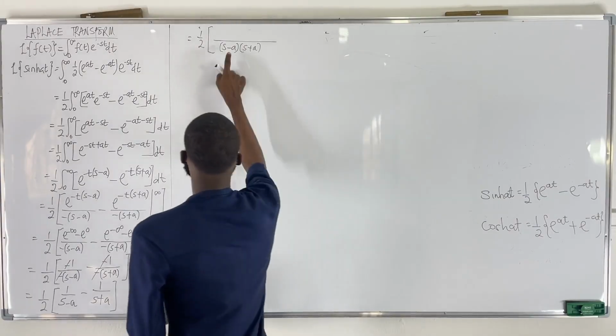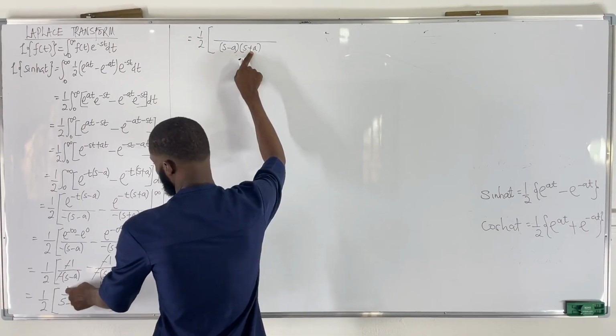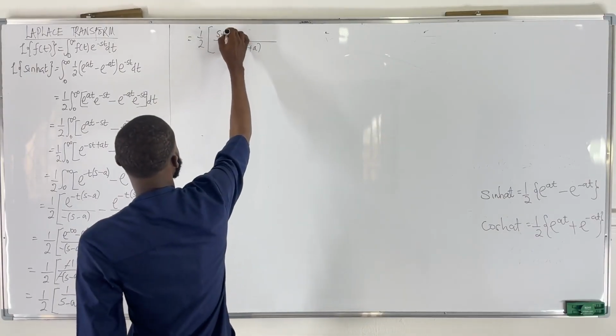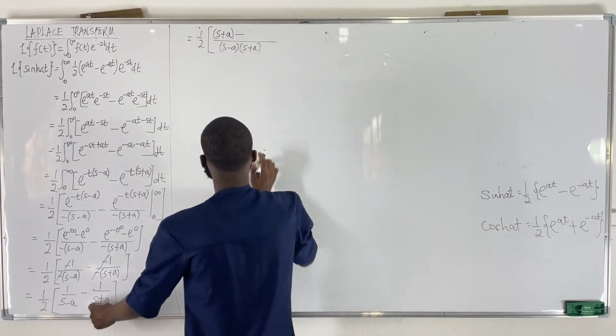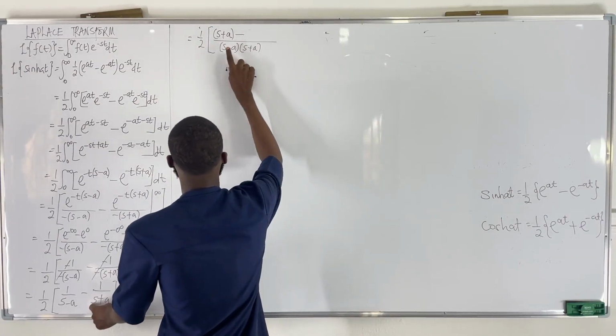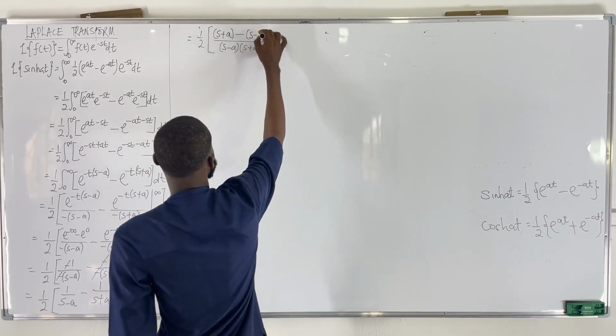Now when you divide s minus a, we cancel s minus a. So what's left is s plus a. So it will times 1. So this will be s plus a. And then minus s plus a will divide s plus a. What's remaining is s minus a. So it will then times 1. So that's s minus a.